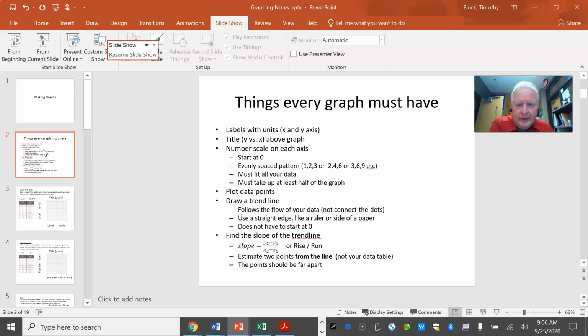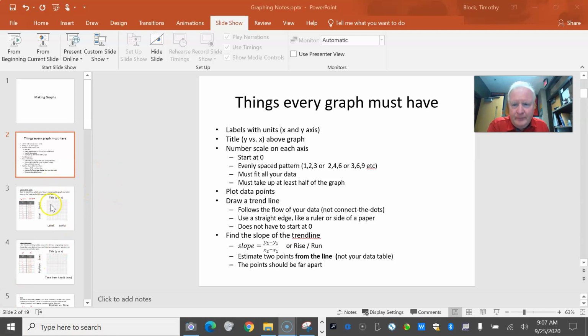We need to make a title. We need to number the scale on each axis. Some people find that the hardest. We're going to practice that when you come in for hybrid. We need to plot our data, draw a trend line, and find slope. And so let's go over that real quick.